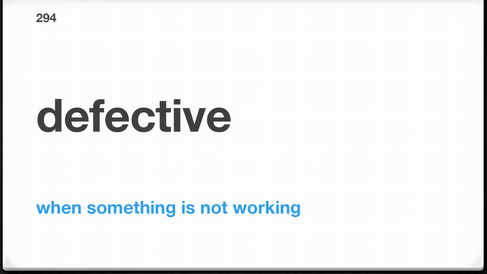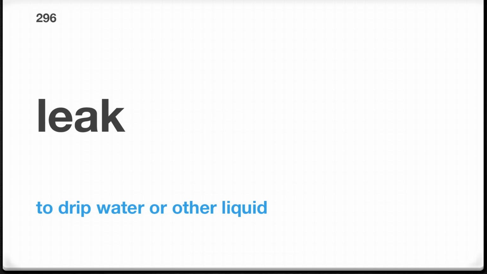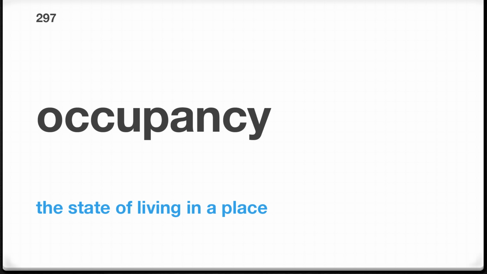When something is not working. Defective. Frozen food made of cream, very sweet and good to eat. Ice cream. To drip water or other liquid. Leak. The state of living in a place. Occupancy.